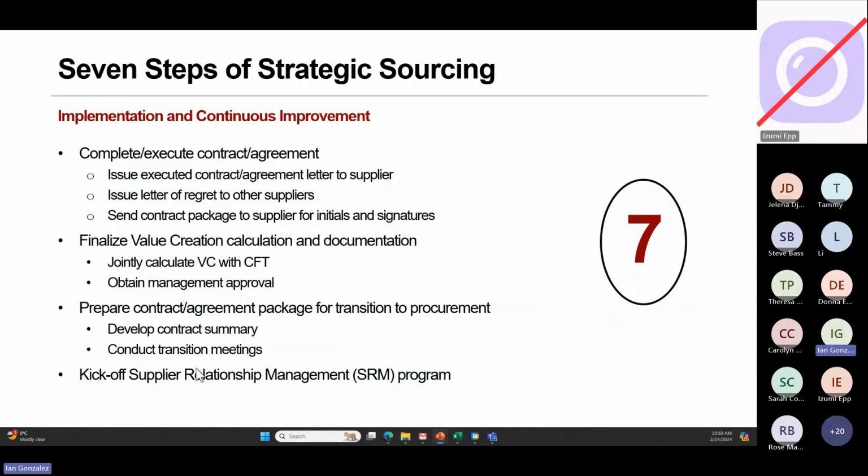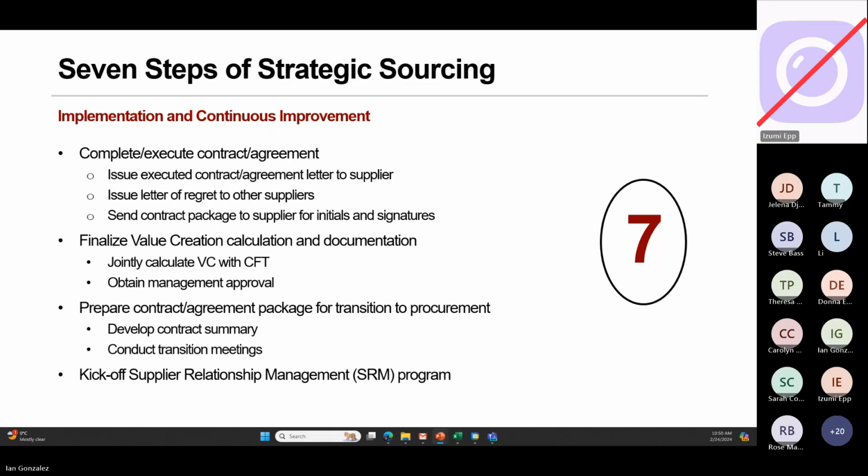But that's very important. The work of people in strategic sourcing doesn't end when the contract is signed. They are still an active member. The CFT is an active member in making sure that the contractor performs its duties properly throughout the agreement. That's what step 7 is for.